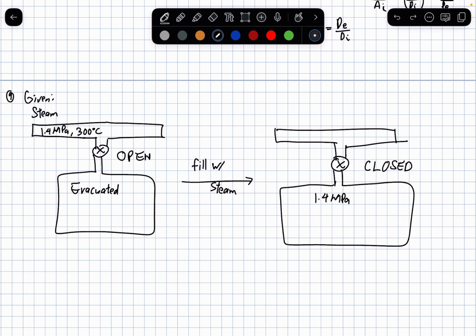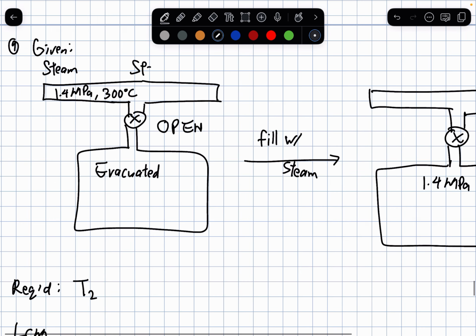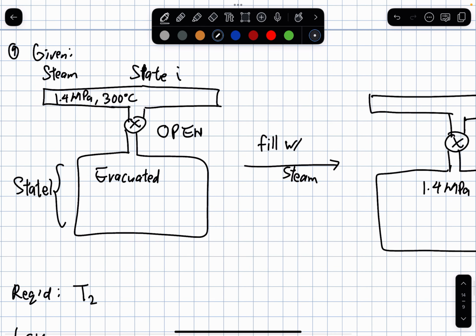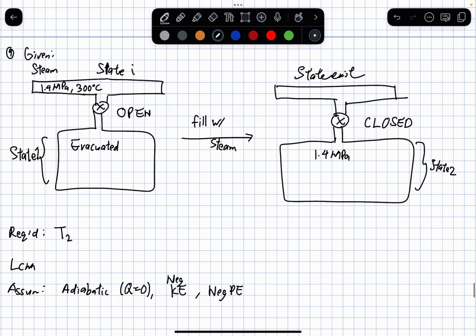Let me just list the required assumptions. So adiabatic, what else? KE and PE negligible. We are required to determine the final temperature of the steam. So again, this one is state inlet. This one is state 2. State 1. State exit right there.